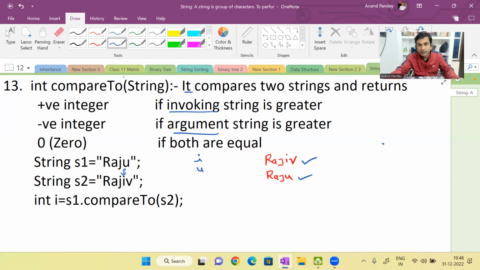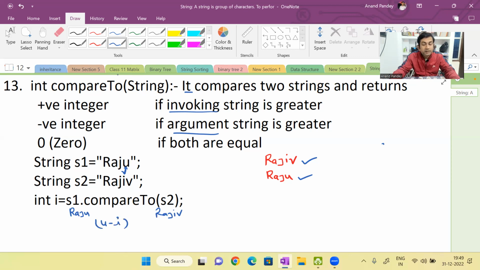We have compared character by character, and where we found the first mismatch, there we decided which letter comes first. Is it clear? In the same manner, this function works. It compares character by character, and where the first mismatch is found, it returns the difference of their ASCII values. So here, if S1 is Raju and S2 is Rajiv, it will return the difference of the ASCII values of U and I.